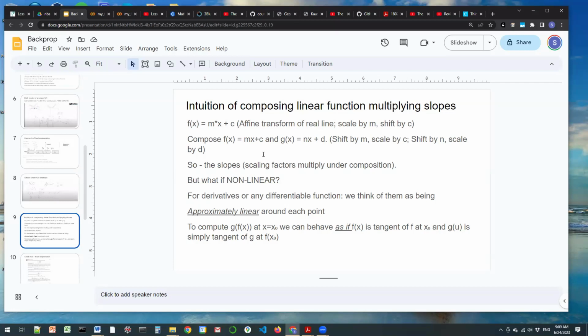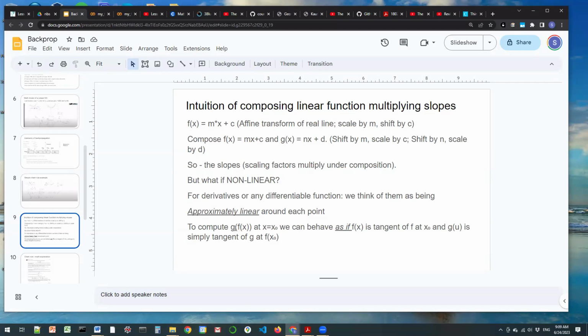But then the question arises, wait a minute, you are giving me this explanation, but you're assuming it's linear. But what if it isn't linear? Well, this is where the differential calculus comes into play. What we then assume is that the function is linear around a point. This is where the infinitesimals come into play, around small changes of a point of interest. So the approximately linear around each point argument comes into play.